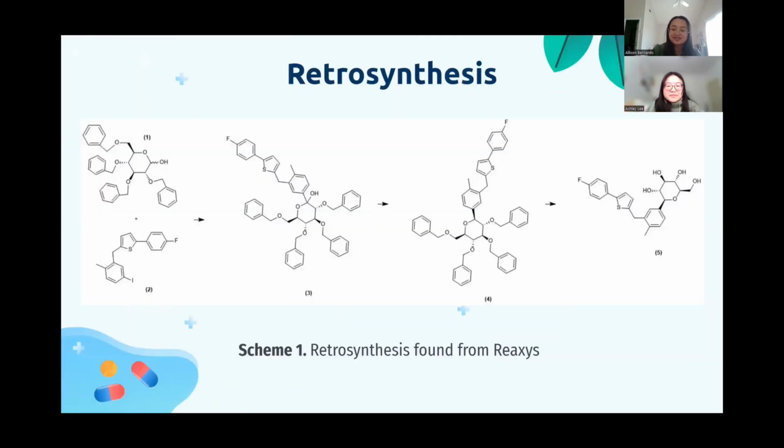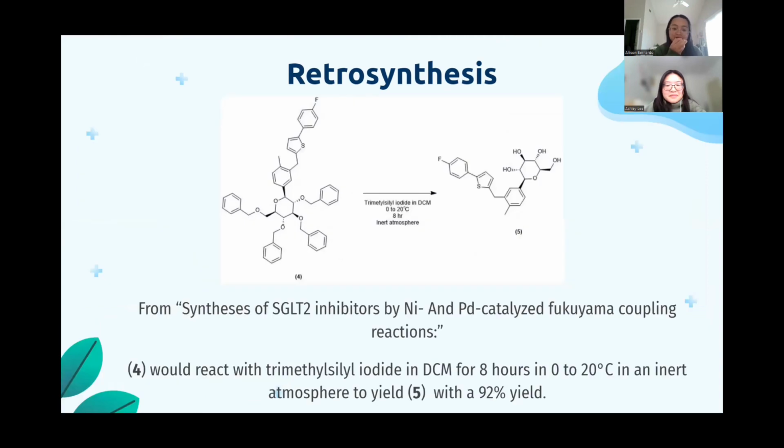And this is the retrosynthesis found from Reaxys, and we'll start from our drug of interest and work backwards. The first step that we found was from Syntheses of SGLT2 inhibitors by nickel and palladium catalyzed Fukuyama coupling reactions. In this step, 4 would react with trimethylsilyl iodide in DCM for 8 hours at a temperature of 0 to 20 degrees Celsius in an inert atmosphere to yield our compound of interest, Invokana, with a 92% yield.